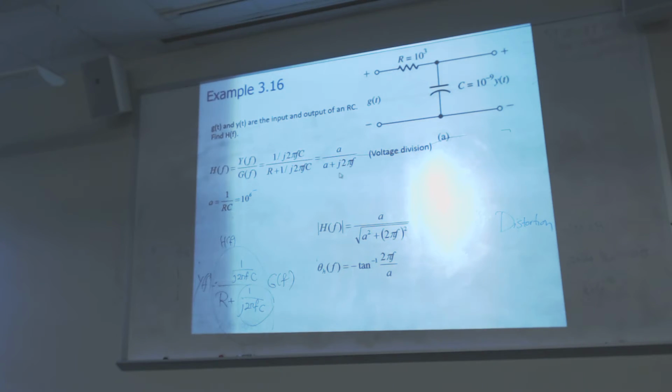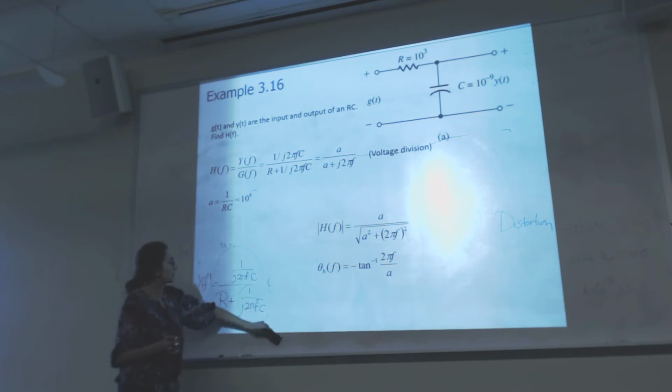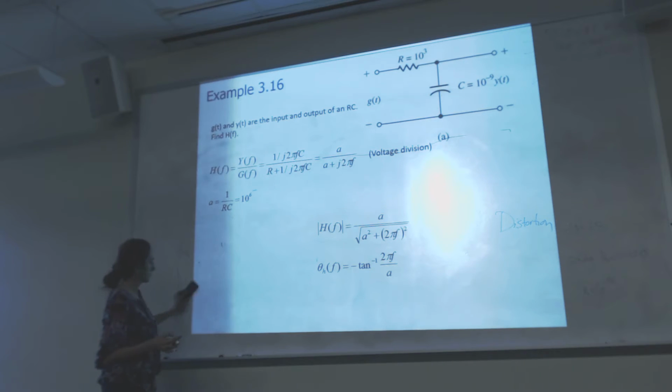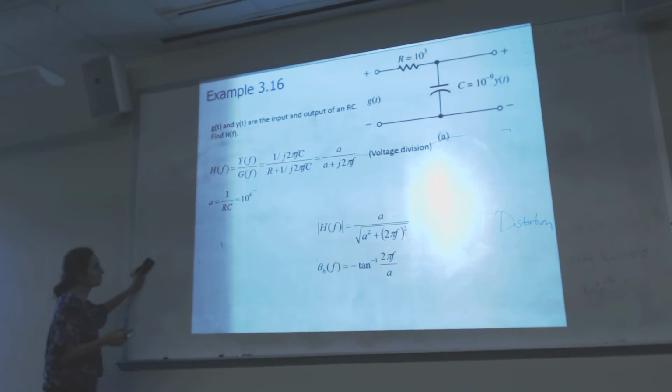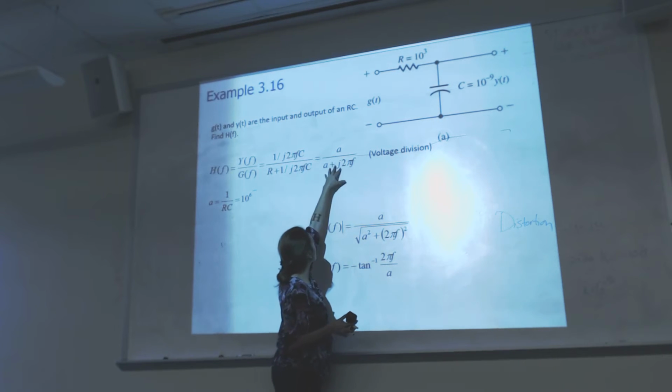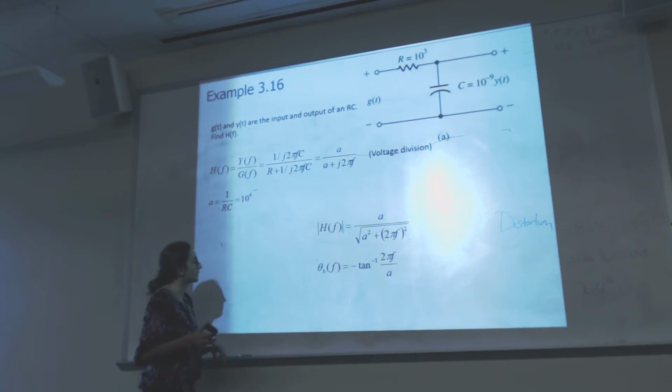Now let's look at the magnitude and phase. Magnitude is just a divided by the magnitude of this, which is the square root of a squared plus 2 pi f squared. And the phase: the phase of a is 0, it's a constant, minus the phase of this. The phase of this is tangent inverse of 2 pi f divided by a. I'm assuming everybody knows about this. We have seen this a lot. Know how to get the magnitude and phase of this complex number.